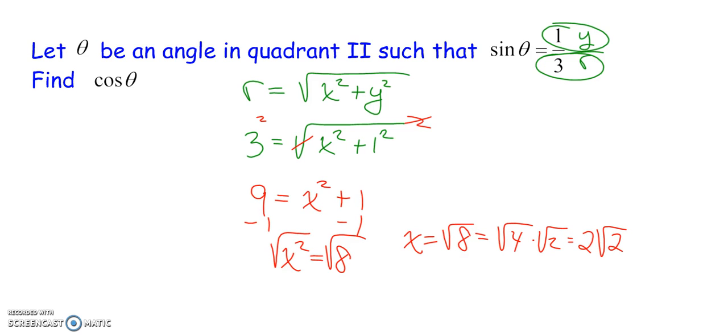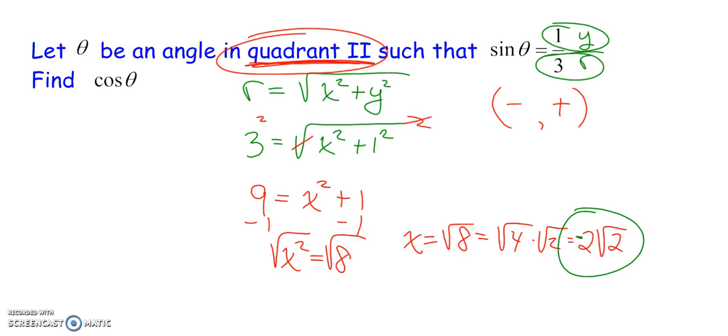So now I have this value. I know x, y, and r. Now the tricky part to this problem is you are in quadrant 2. In quadrant 2, what do you know about all of your x values? I know that y is always positive in quadrant 2, but all my x values are always negative. So because I have determined that this problem is in quadrant 2, I have to remember to put a negative sign in front of x to make this problem work.